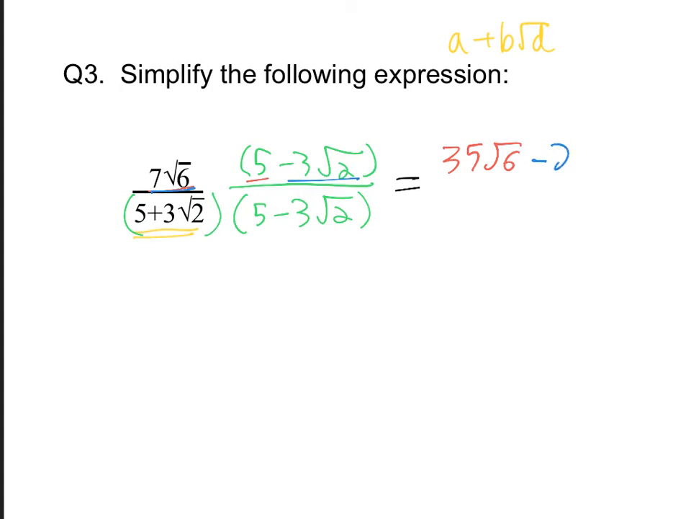So that will be a negative 21 root 12 divided by, well, we have our conjugate that is being multiplied together. What is going to happen if we look back at our previous examples? So 5 times 5 will give us 25. And then a 3 root 2 times a negative 3 root 2 will be minus 9 times 2. You don't necessarily have to write the middle portions if you remember this relationship.